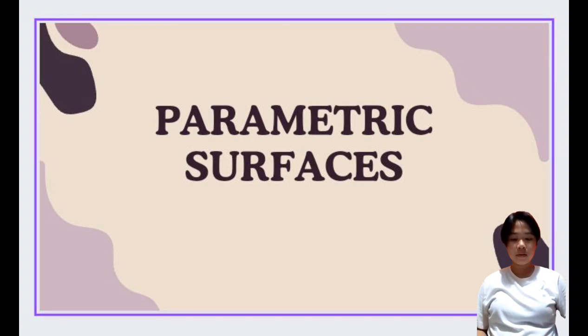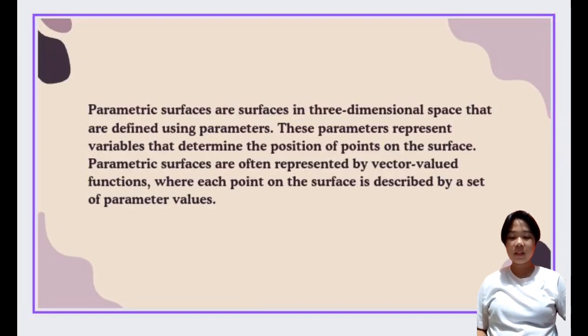Parametric surfaces. Parametric surfaces are surfaces in three-dimensional space that are defined using parameters. These parameters represent variables that determine the position of points on the surface. Parametric surfaces are often represented by vector-valued functions, where each point on the surface is described by a set of parameter values.